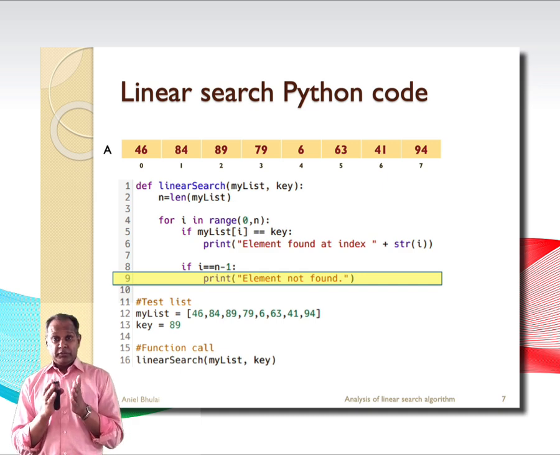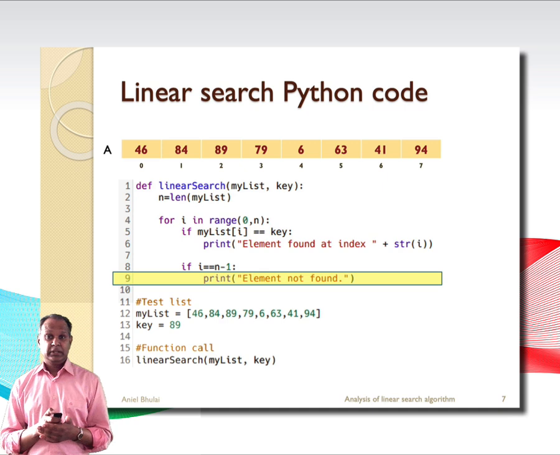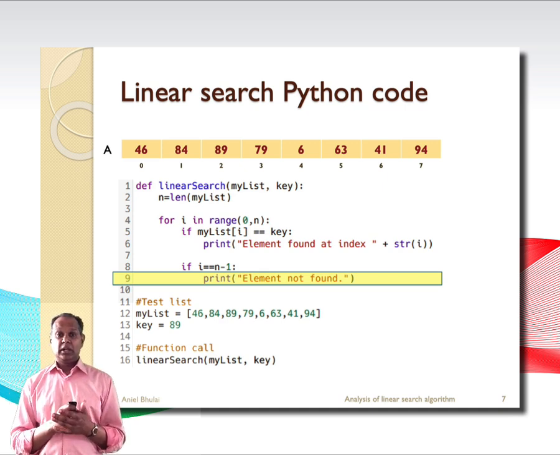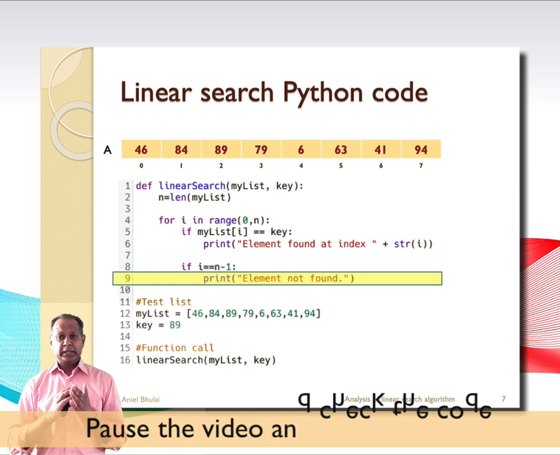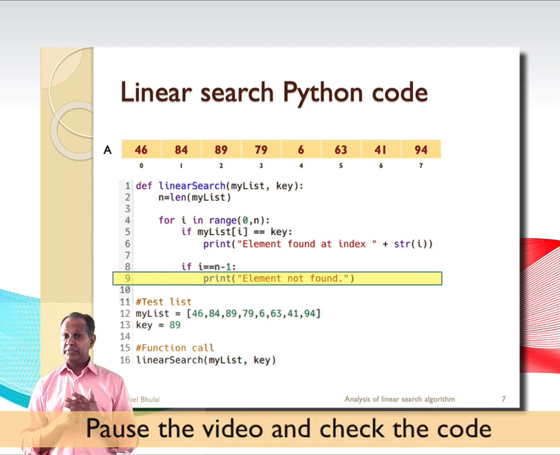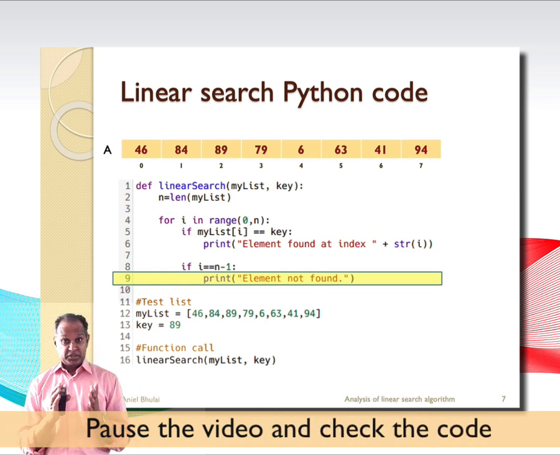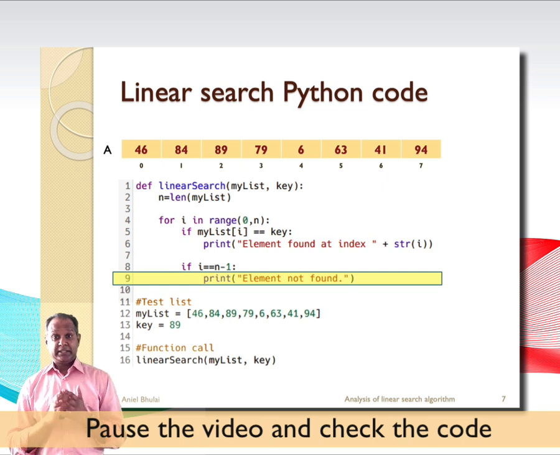In lines 12 and 13, we give an example to test the code. And in line 16, we call the function. Now look at the code. What happens when the key we are looking for is found? Pause the video for a moment to check this.